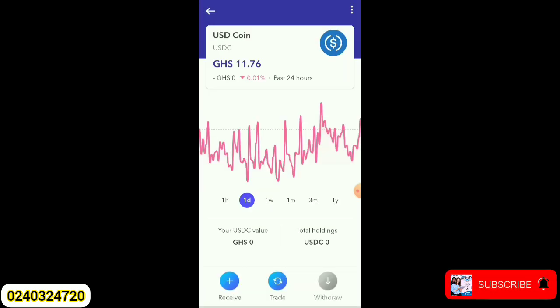So if you deposit, you see that the total holdings, that's your money, then it will exchange to the value. So if you have one USDC, it's 11.76. Right now you can see that the value is depreciating by 0.01%, comparing to the USDT. Yeah, you see, that's how it is. So if you click on the trade, you are good to go.